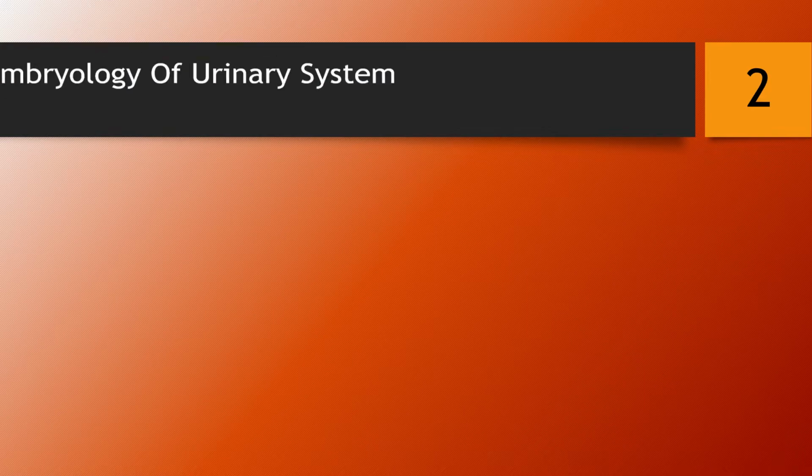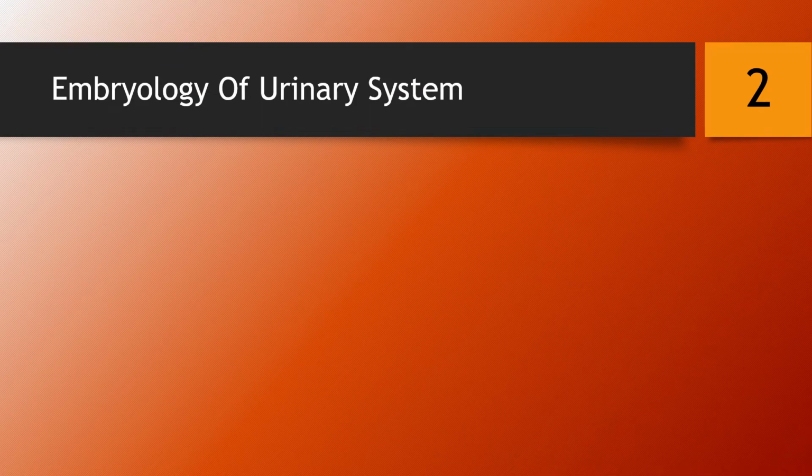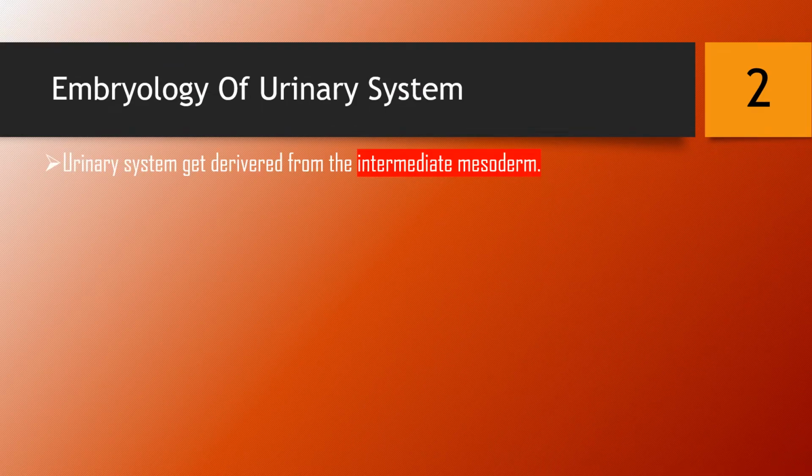This is the second video of the urinary system. Today's topic is embryology of the urinary system. The urinary system gets derived from the intermediate mesoderm. To understand the intermediate mesoderm, we should look at this.